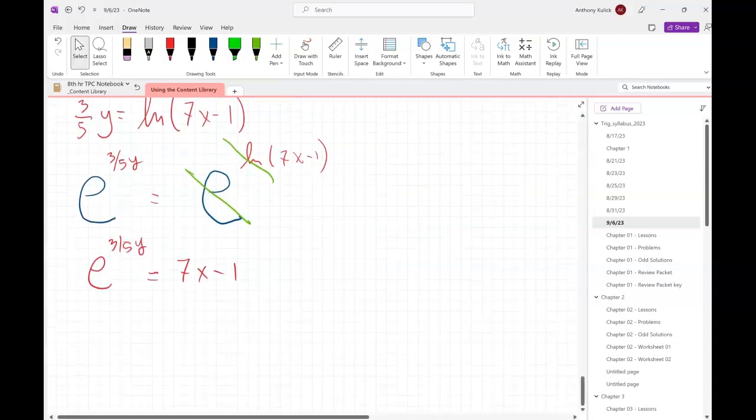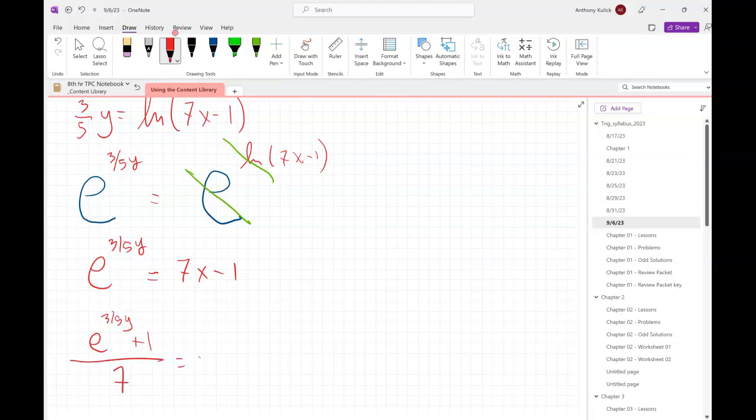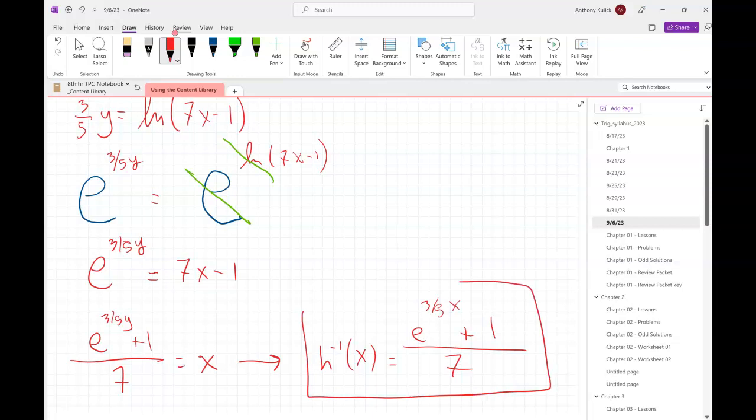Now to get the x by itself, I'm going to add 1 and divide by 7. So here my h inverse would be e to the 3/5 x. And I want to be clear. I want to make sure that it looks like that plus 1 is not in the exponent. Right? It's being added to the exponential, but not the exponent.